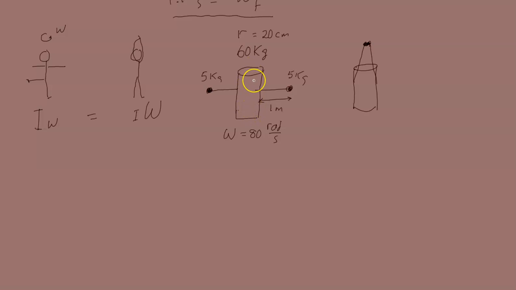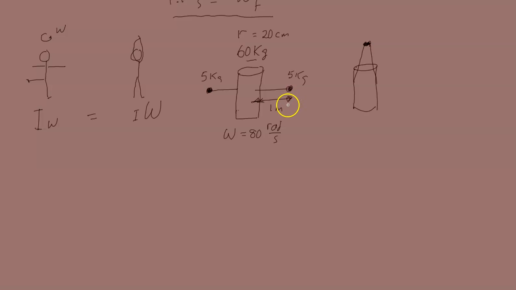So the ice skater has a mass of 60, or at least the torso has a mass of 60 kilograms. And the radius of this torso is 20 centimeters. These are probably not realistic here, but just for fun. And you got the hands out there, and we'll just ignore the arms right now. We got hands right here of 5 kilograms on each side, and they are 1 meter away from the center of the torso.